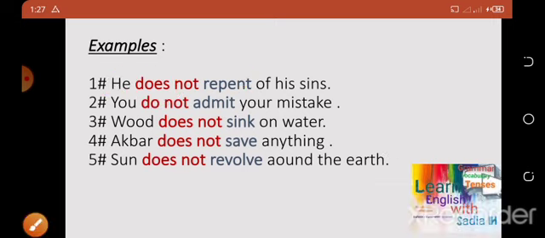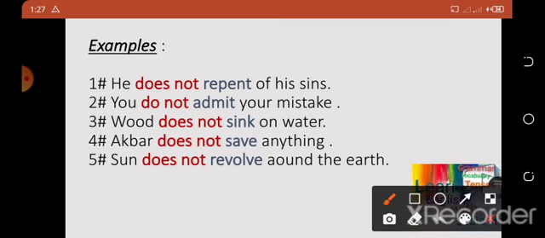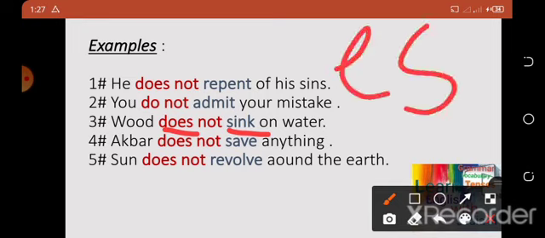repent. So, you do not admit your mistake. Here we have the subject you. We know that with you we add do not, so we just add do not: you do not admit your mistake. Wood is a singular subject, so we have to add does not. So here we add does not: wood does not sink on the water. And again we never add s to the verb here, because does itself carries es.